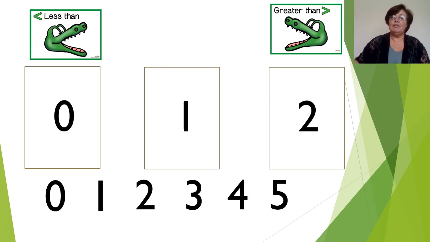Greater than is 2. So in other words, the crocodile wants to come and eat more fish. He only had one fish to eat. He'd like to have 2 fish to eat, and that is more than.